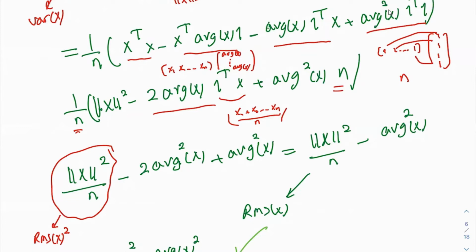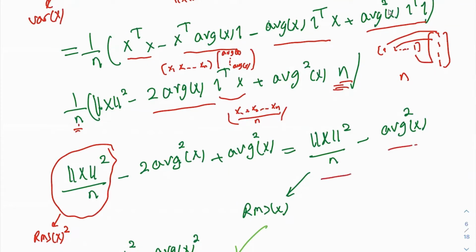Okay, good. And then guess what? You have 1 over n here, you have n here. You divide them, you get 1 here. So you just have average of x square. Average of x square minus 2 average of x square gives you negative average of x square. Great. So finally, you will have this minus average of x square. But this one is just RMS square.